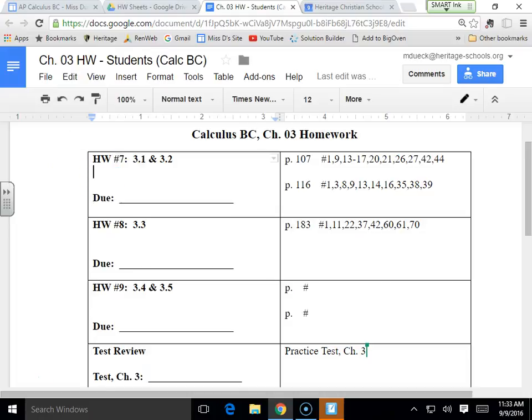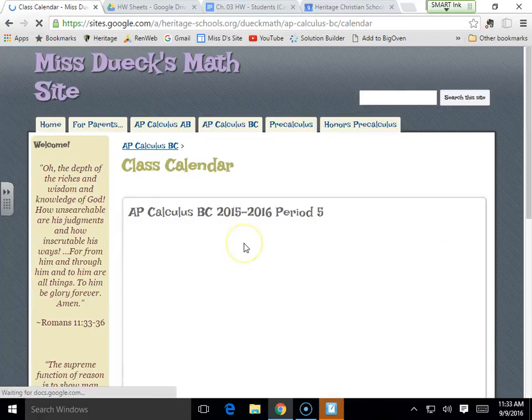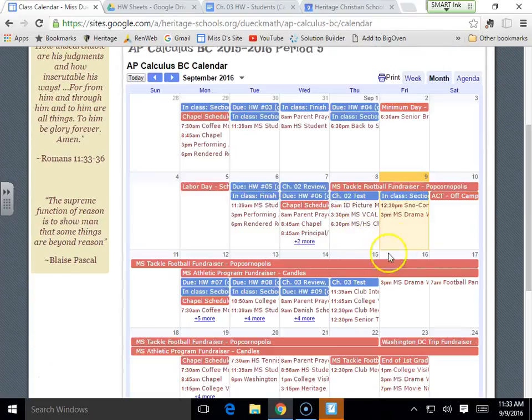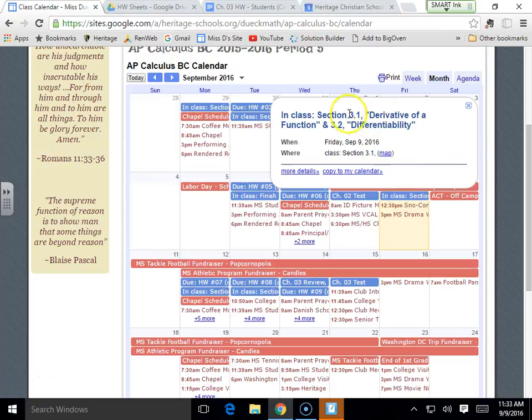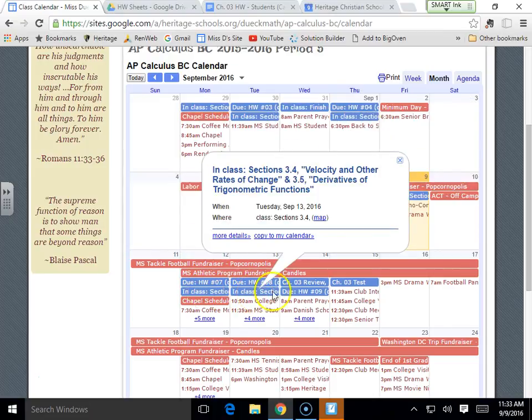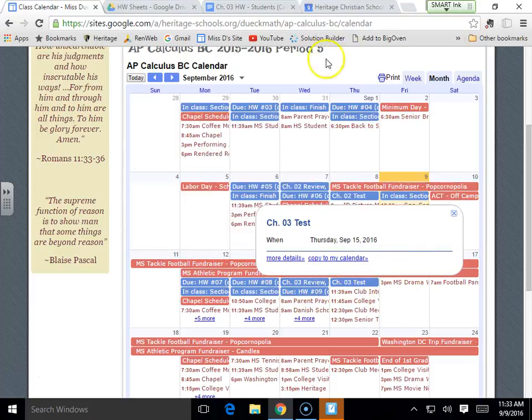If you look at our calendar, the calendar for BC is going to go pretty fast. We're going to have a test next Thursday on chapter 3, and we're going to combine stuff. Today our goal was 2 different sections, Monday is 1 section, Tuesday is 2 different sections, Wednesday is review, and then Thursday is the test.